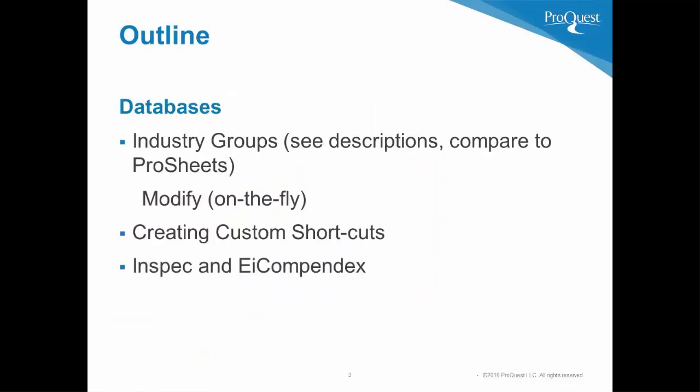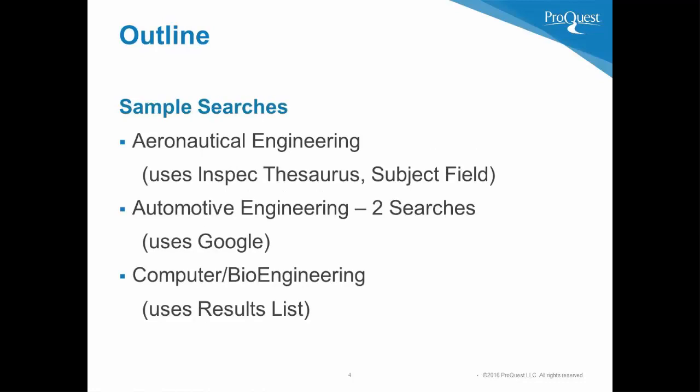First, we'll talk a bit about the engineering databases, what they are, how to select them. We'll also take a look at how to modify the standard selections in these industry groups and to create groups of your own. Then we'll do a series of searches. I want to do 4 of them today in various engineering areas, and along the way we will highlight a number of different ways to enhance your vocabulary and your search results.